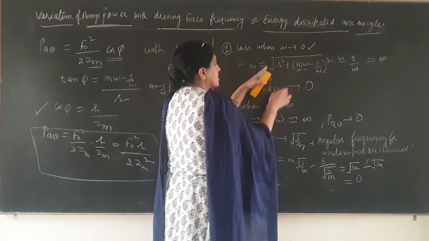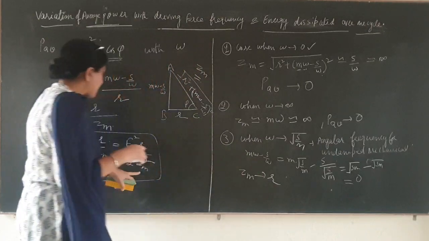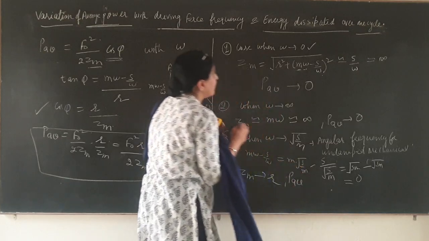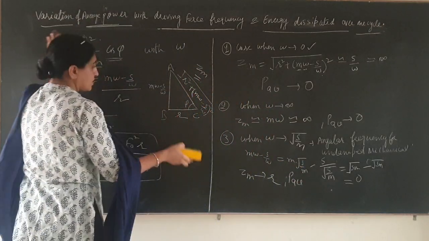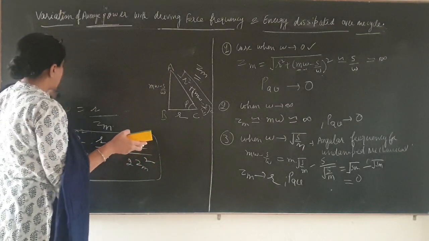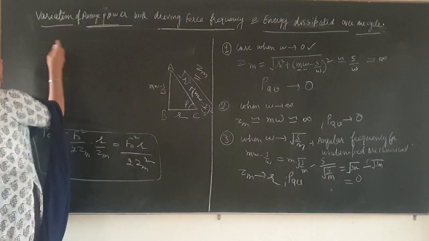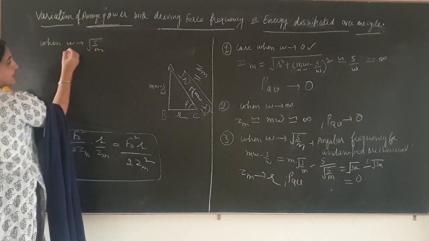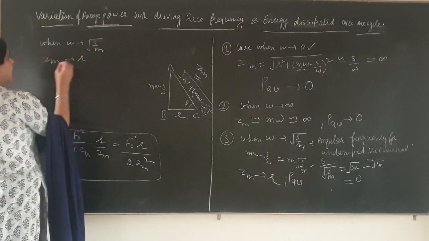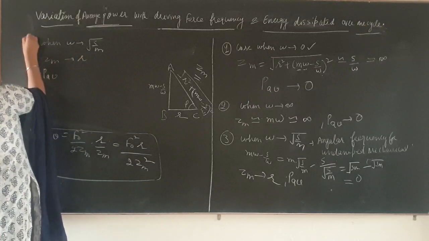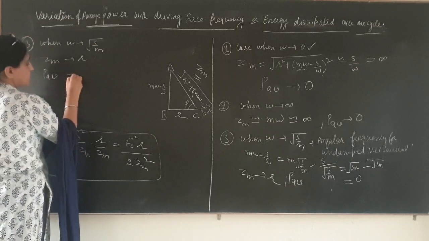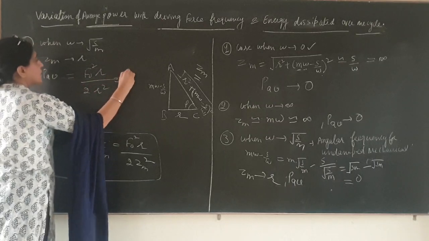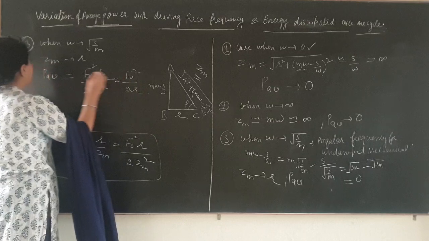As Zm approaches R, if Zm is R, then the average power, I will write here because this is very important. When omega approaches the square root of s over m, Zm approaches R. This is the third case: average power is equal to F naught square over 2R, so F naught square over 2R.